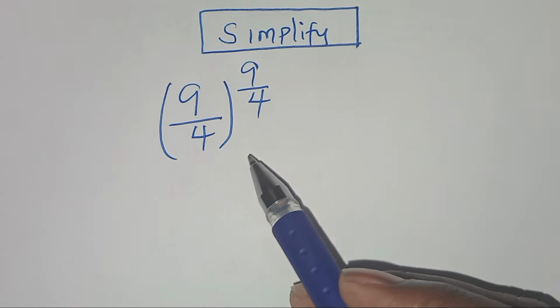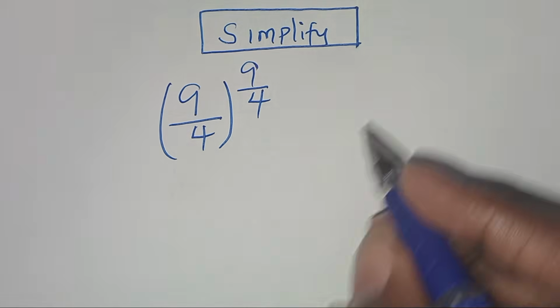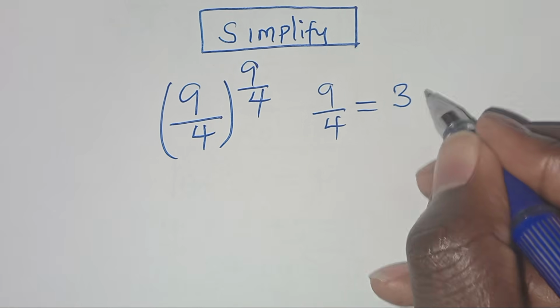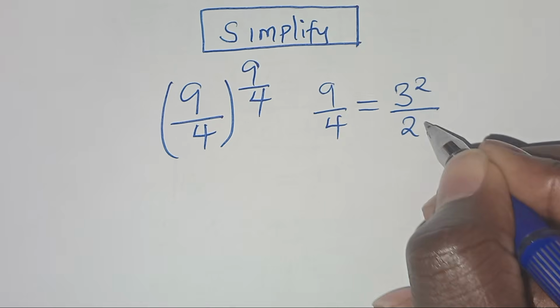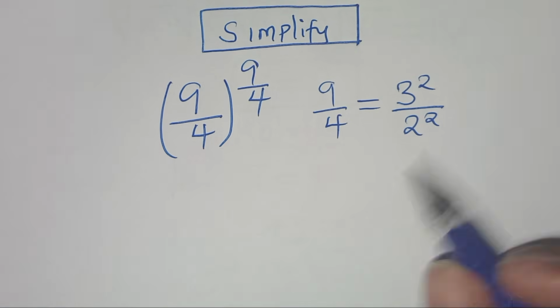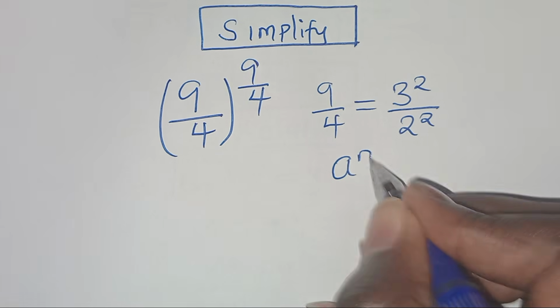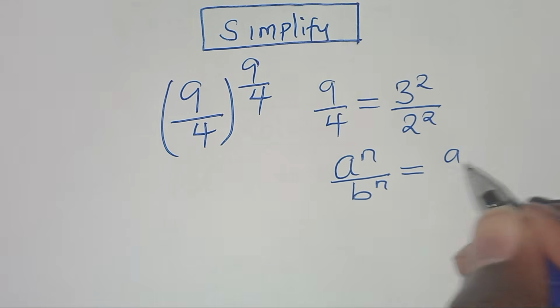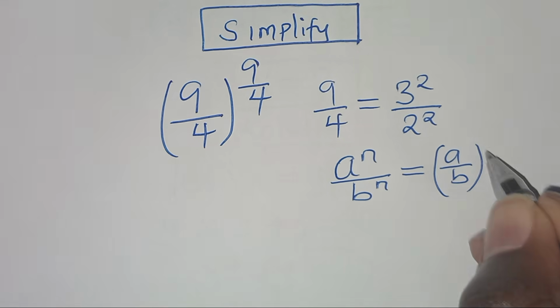You are welcome to simplify this math problem, which is 9 over 4 raised to power 9 over 4. Now, we can express 9 over 4 as 3 to power 2 over 2 to power 2. Now, 3 to power 2 over 2 to power 2 is in the form of a to power n over b to power n, which we can express as a over b raised to power n.